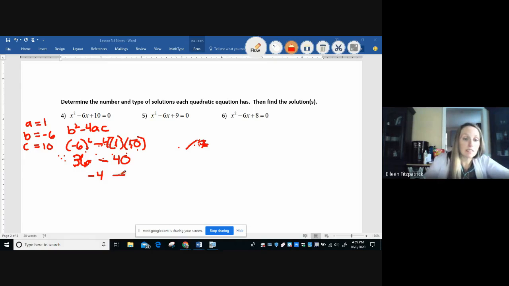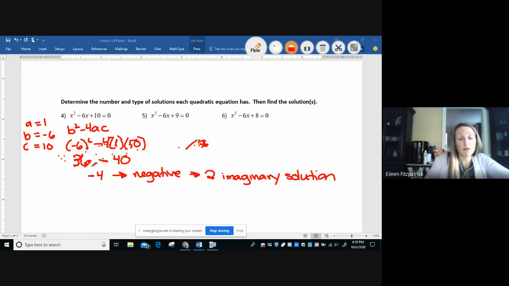So because it's negative, that means that there are 2 imaginary solutions. Now it says to find the solution. Well, here's the cool thing. After you find the discriminant, you're almost kind of done the quadratic formula, right?